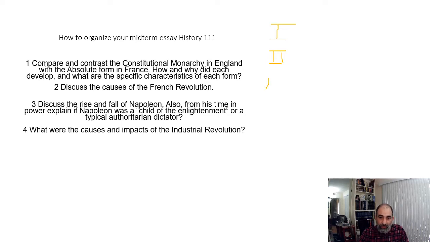You could do paragraph 3, and then you have to decide, is he a child of the Enlightenment or a dictator? Now, I don't care what you pick. You could say he was one, or you could say he was the other, but whatever you pick, you have to show it. If you say he was a child of the Enlightenment, and then you give all the examples, and just pretend nothing else happened, that's not a strong essay. If, on the other hand, you say he's a typical authoritarian dictator, and you ignore all the things he did as a child of the Enlightenment, that's not a strong answer.